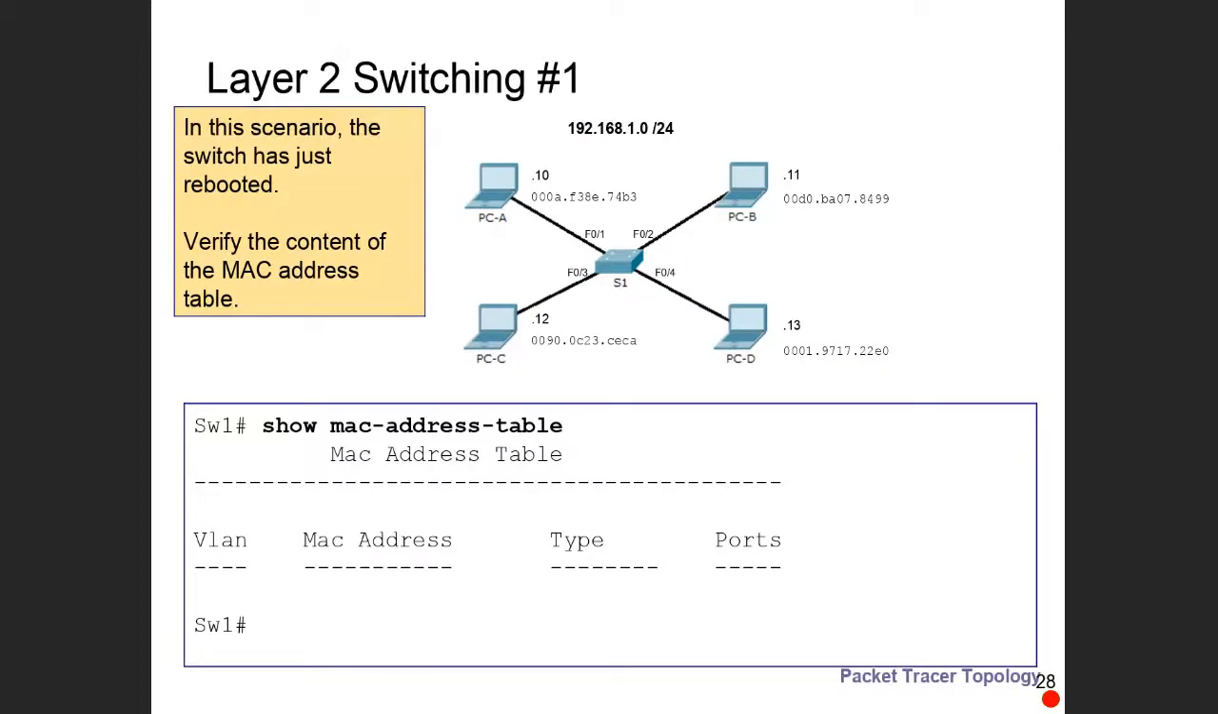Okay, let's look at a switch, and we have just rebooted the switch so he doesn't have any entries in the MAC address table. I type the command, show MAC address table, and I get a big nothing. Actually, in a real switch, you're going to get a bunch of static entries, but the dynamic entries at the bottom will be empty.